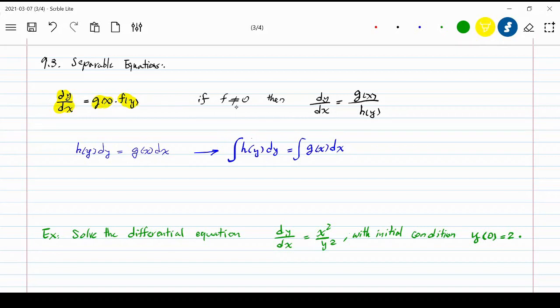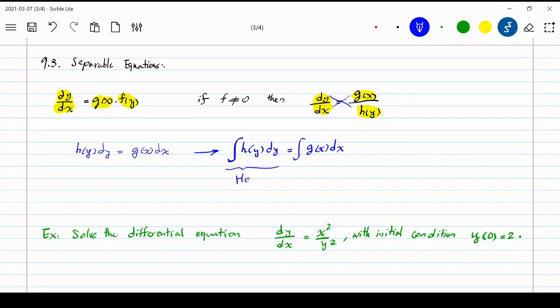So assuming that f is not 0, you can move the f to the denominator and write it as g(x) divided by some h(y) function. But h(y) is basically the f to the power -1, or 1 over f. So we can write dy over dx equal to g(x) over h(y). If we do this, then you can cross multiply, and what we get is h(y) dy equals g(x) dx.